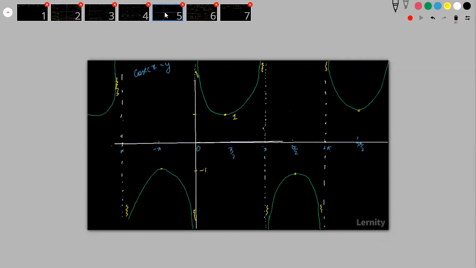So here, which values am I not taking? I am not taking 0. I am not taking pi. Every other value I am taking. 2 pi is not taken, 3 pi is not taken. In between, all the values are taken. Understood?